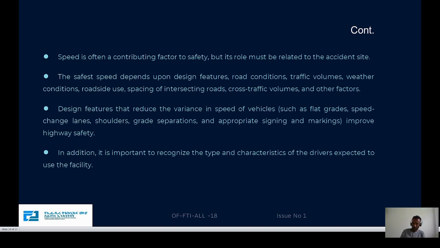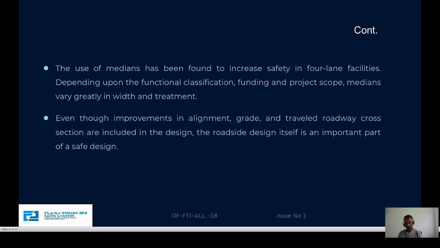Spacing of intersecting roads, cross traffic volumes, and other factors will be related. So design features that reduce the variance in speeds of vehicles, such as changes in lengths, shoulders, gradients, separations, and appropriate signals and signs, improve highway safety. The use of medians also increases safety in four-lane facilities, and also improving the horizontal alignment, vertical alignment, and cross sections included in the design. Roadside design itself is a very important tool for safety.